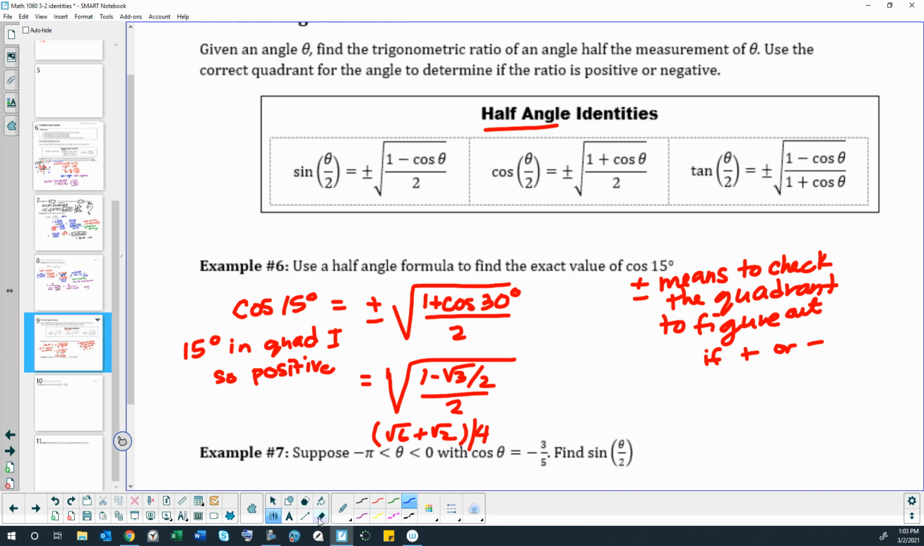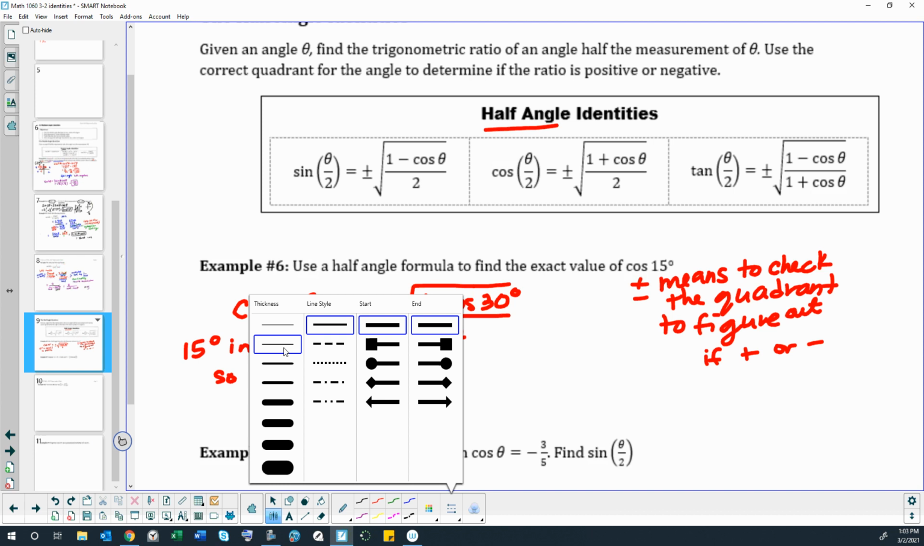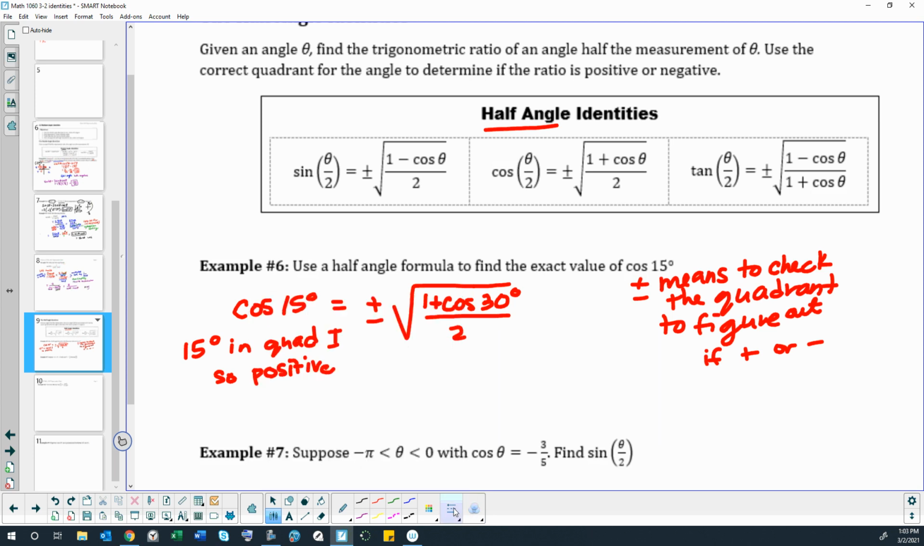Okay, so then we're going to plug in. I'm going to rewrite this so it's going to be a little easier to simplify. So we have the square root of 1 plus the cosine of 30. And the cosine of 30 is square root of 3 over 2. And then that whole thing is divided by 2, and all of that is inside of this radical. So let's see how much we can simplify this.